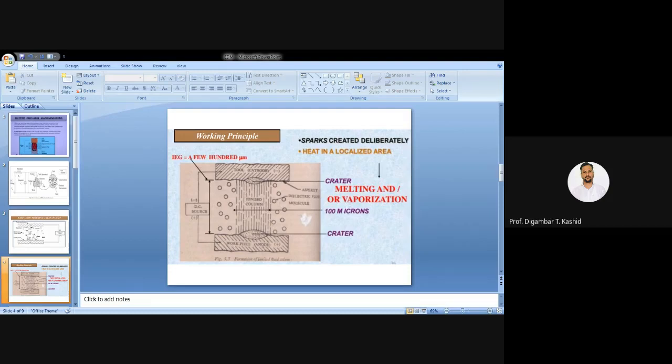Due to this advantage of the process, any kind of complex shape can be generated by this EDM process. Once again I'm repeating that both your tool as well as workpiece are immersed into the dielectric fluid. This machining goes on inside, meaning the total tool and your workpiece are immersed into the dielectric fluid. So machining occurs inside the dielectric fluid only.